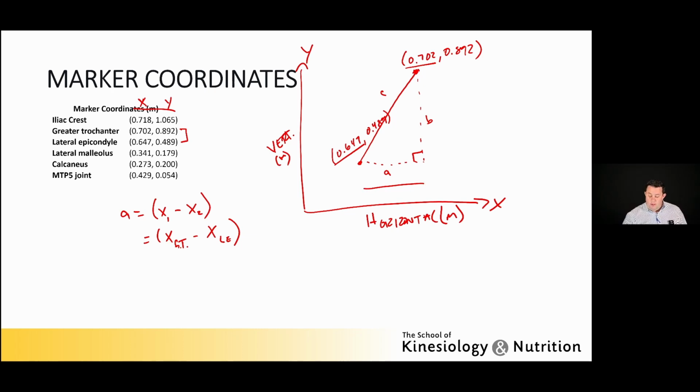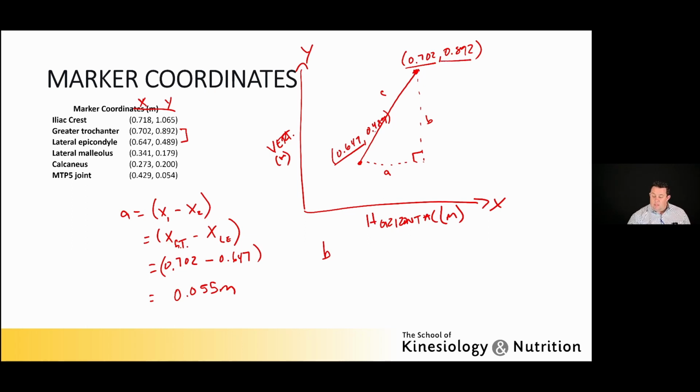And so erase, erase, erase. We come down here, we say 0.702 minus 0.647, right? And we can calculate that the length of side A is 0.055 meters, okay? And obviously, when we do the length of side B, we're going to do the same thing.